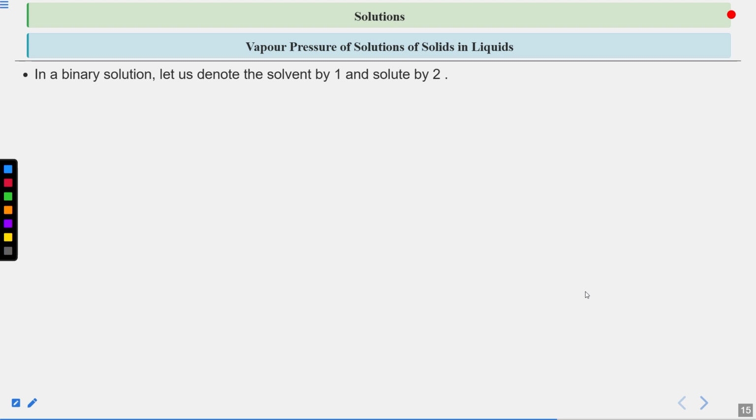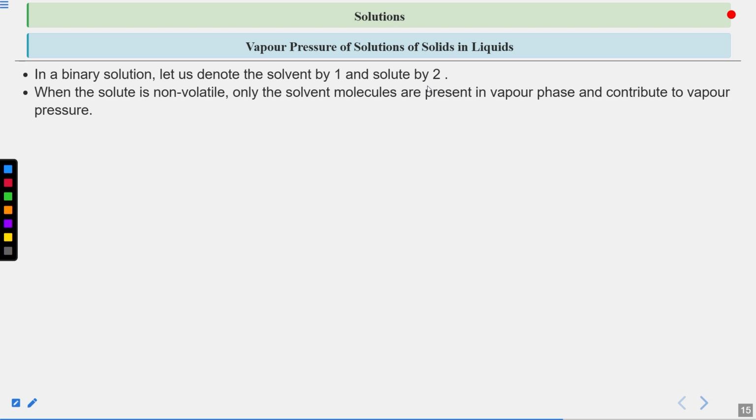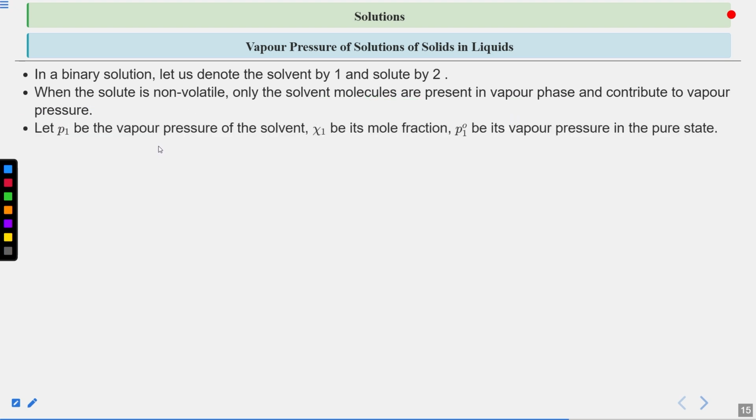Now, coming back to solids and liquids. We are taking an example of solvent 1 and solute 2. When the solute is non-volatile, only the solvent molecules are present in the vapor phase and contribute to the vapor pressure. Let P1 be the vapor pressure of the solvent with mole fraction χ1, and P1⁰ will be the vapor pressure in the pure state.